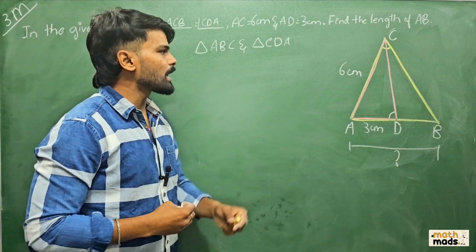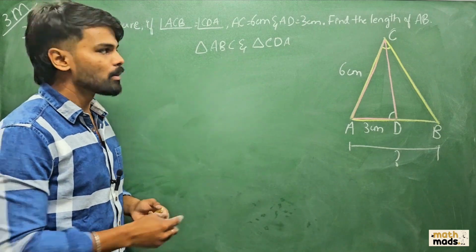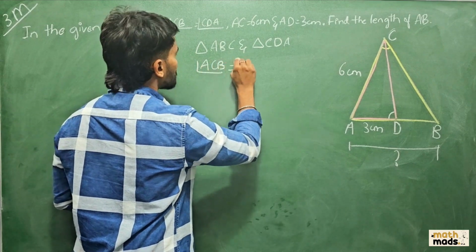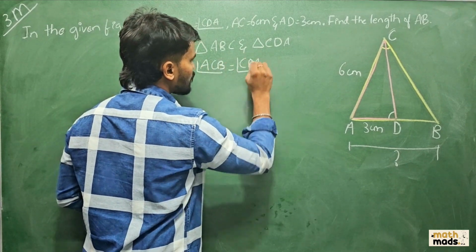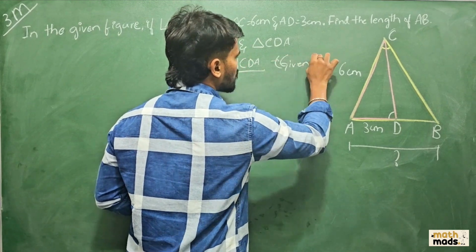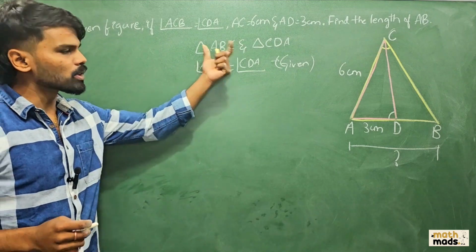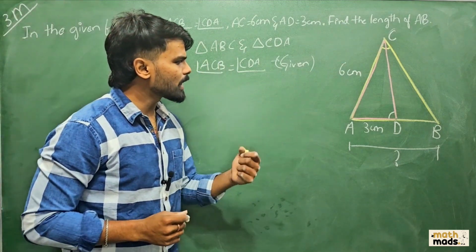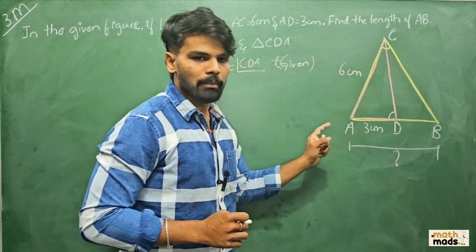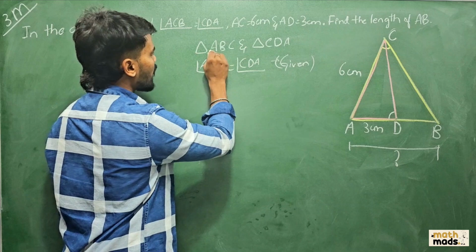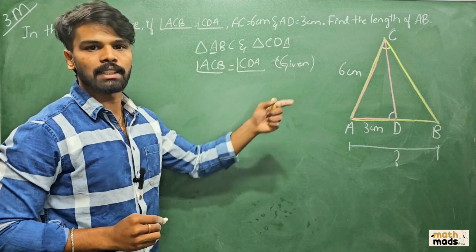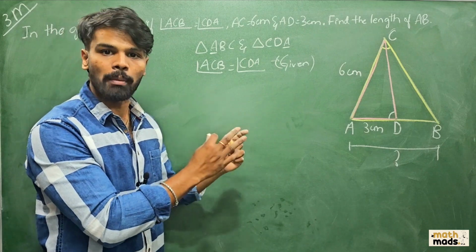So in triangle ABC and triangle CDA, we already know one of the angles, both of them are equal. Write the same thing. Angle ACB is equal to angle CDA. Why? Because it is given. Now you need one more thing to prove that both of them are similar. How can you identify the other angle? Here is another hint. You have angle A in this triangle, and the same angle in the other triangle as well. So can you consider it as a common angle?